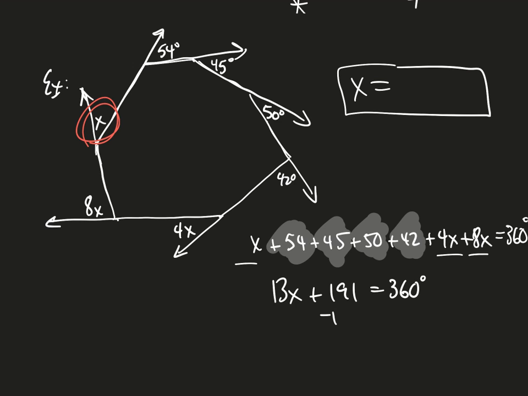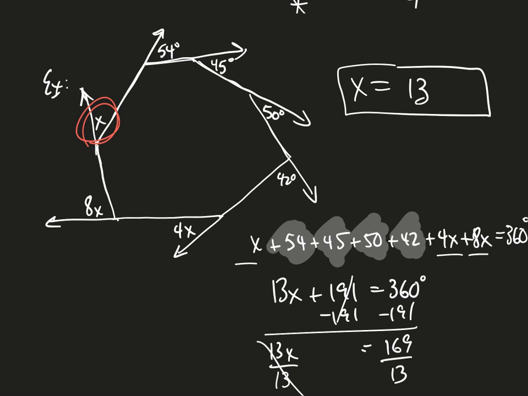And then what we'll do is move plus 191 to the other side by subtraction. So 360 minus 191 is 169. And then to get rid of times 13, we divide by 13. And so 169 divided by 13 is 13. And we have our missing value.